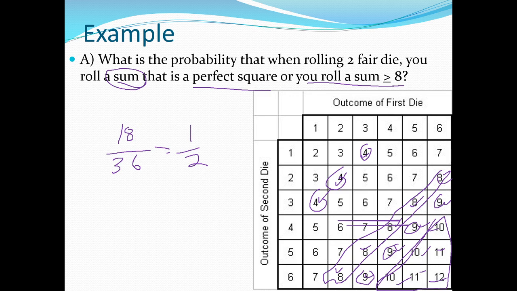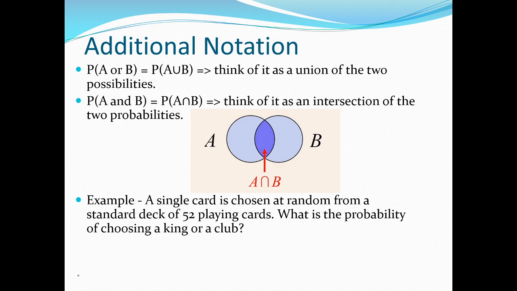So once again, making a table or a visual of your list of outcomes can help you visualize your answer, because it's a lot easier to count this up rather than doing it all in your head. So last little thing here are just some notation tricks.